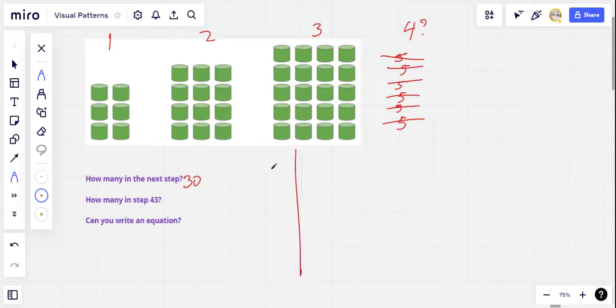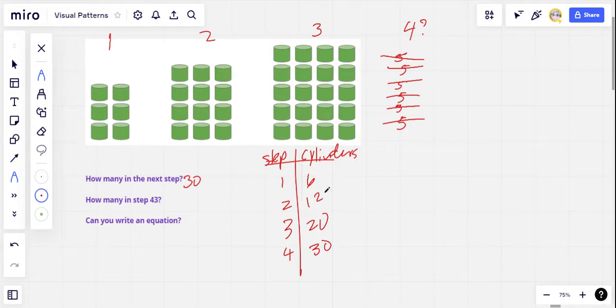Well, let's take a minute to just analyze the numbers carefully. So we'll make a chart here with the step number and the number of cylinders. So in step 1, we've got 6, 2 rows of 3. In step 2, we've got 4 rows of 3, so that'd be 12. Wow, that doubles. Goodness. And in step 3, we've got 5 rows of 4, so that'd be 20. Okay, not quite doubling. And in step 4, we're predicting 30.